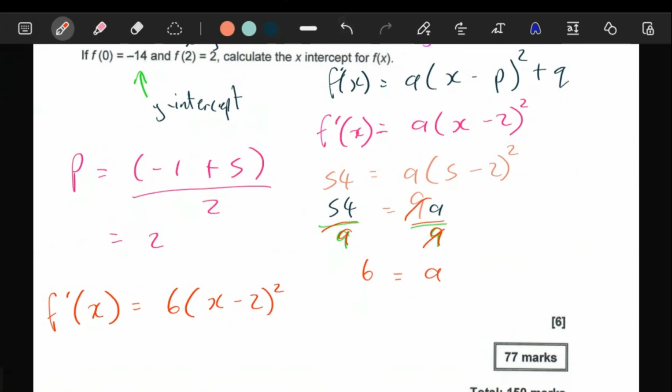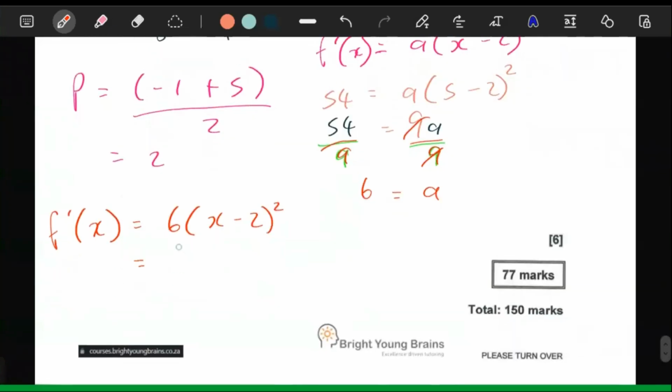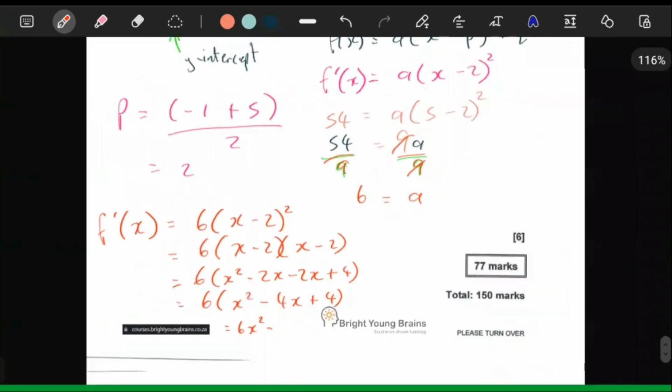The only thing now is, from here, you may want to put it into a quadratic format. That's going to help you reverse engineer everything to get the equation of the cubic function. So you have 6 here. x times x is x squared. Then -2x, and then plus 4. From here it's 6 times x squared minus 4x plus 4, and then this is 6x squared minus, minus what?